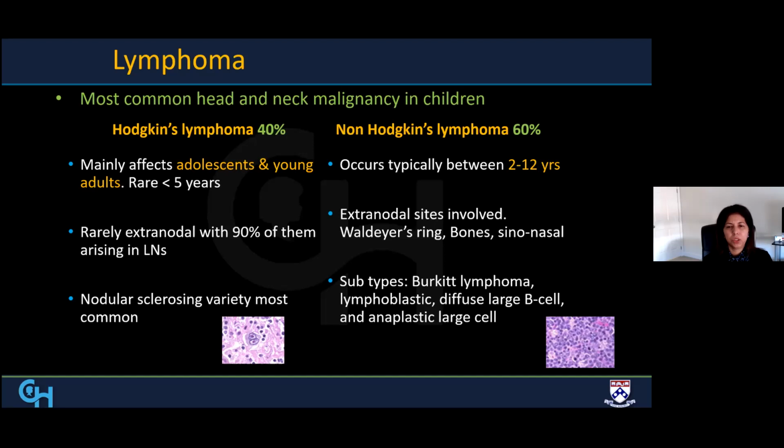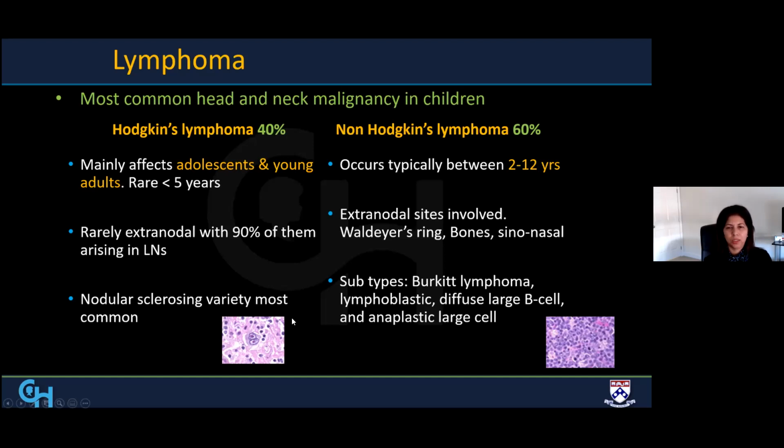And histologically, the nodular sclerosing variety is the most common type, and you can have Hodgkin's lymphoma involving not just the cervical lymph nodes, it can involve the mediastinal lymph nodes and also lymph node groups below the diaphragm. And we use the Ann Arbor staging to stage or see the complete extent of Hodgkin's lymphoma.